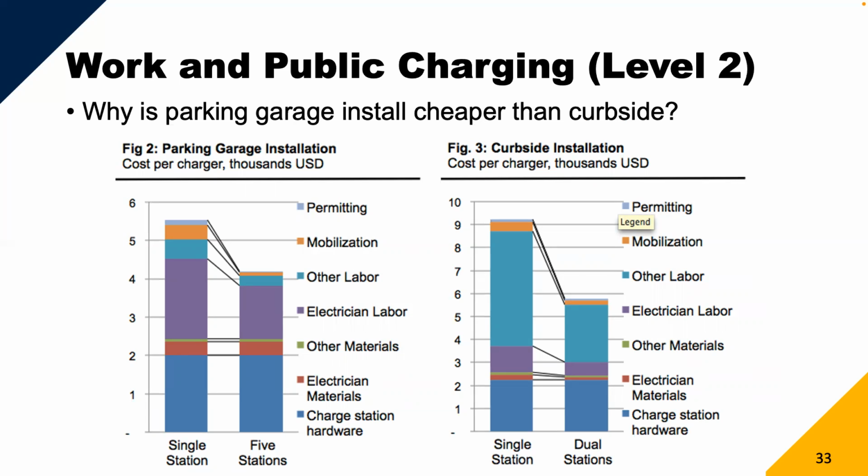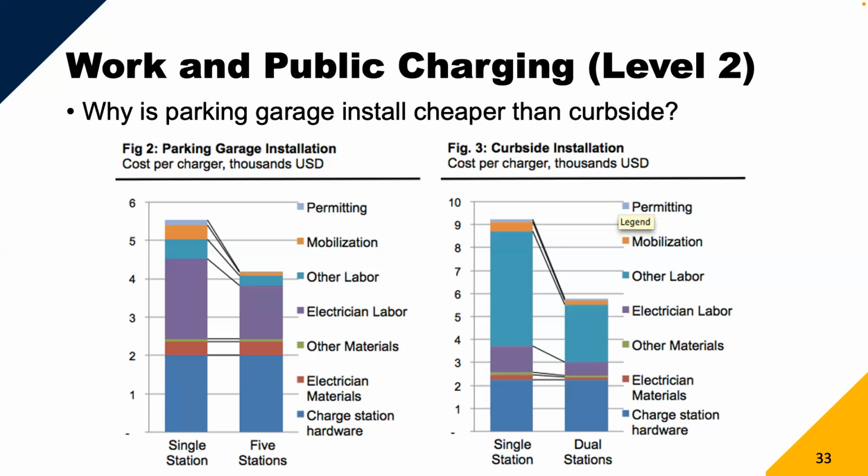And actually, it has to do a lot with labor costs. Oftentimes in a parking garage, you have easy and immediate access to the electricity. Usually there's a sort of transformer right there. But for curbside installation, oftentimes you have to do trenching depending on how close or far it is. So this is all for level 2. So compared to your household, right, this type of thing could be several times more expensive.